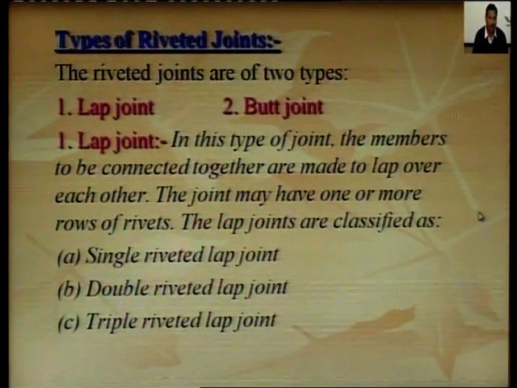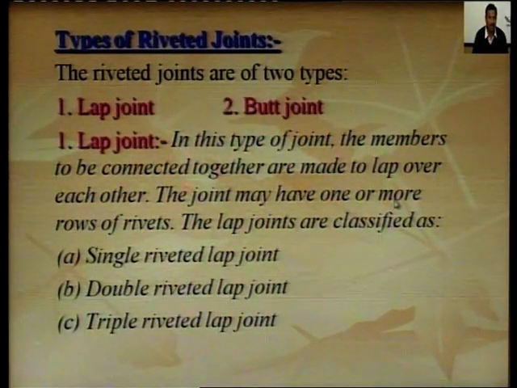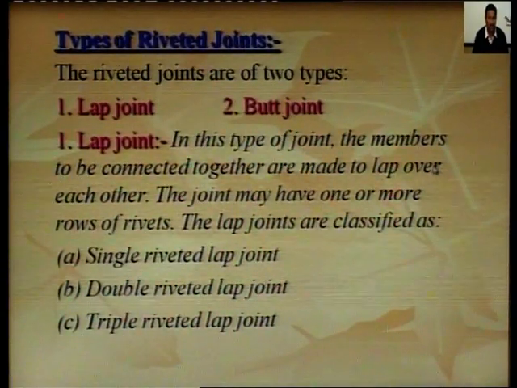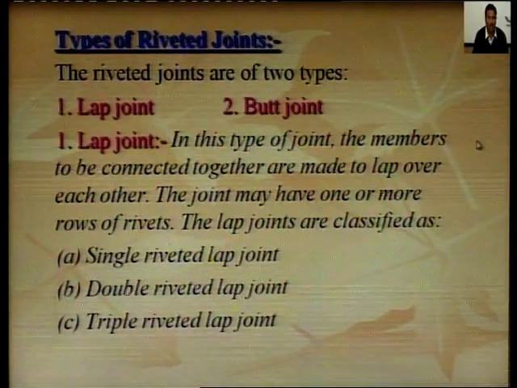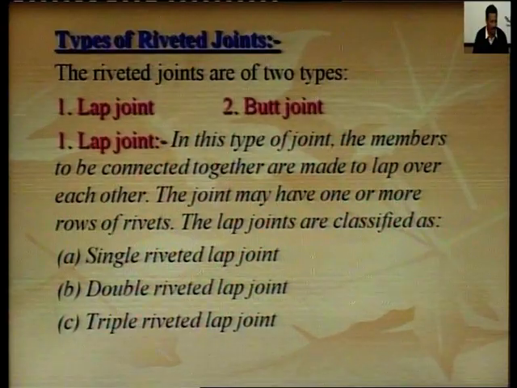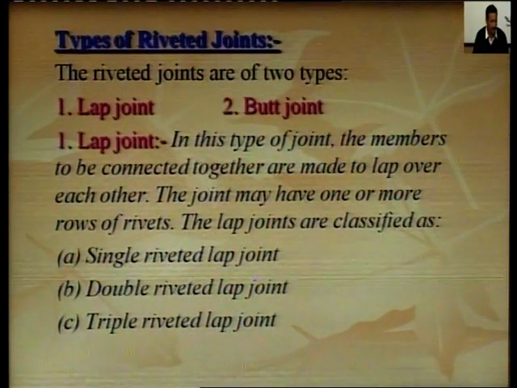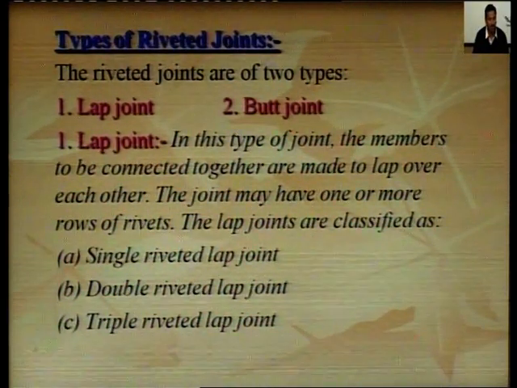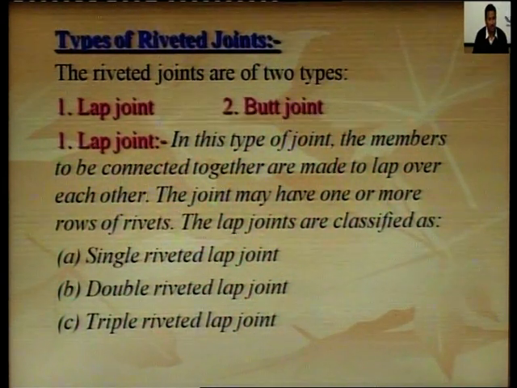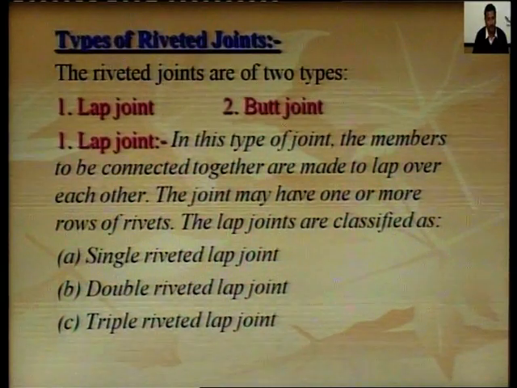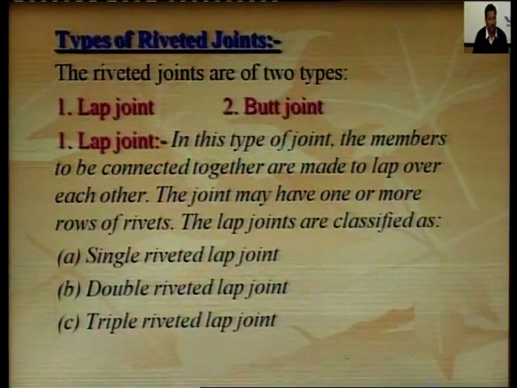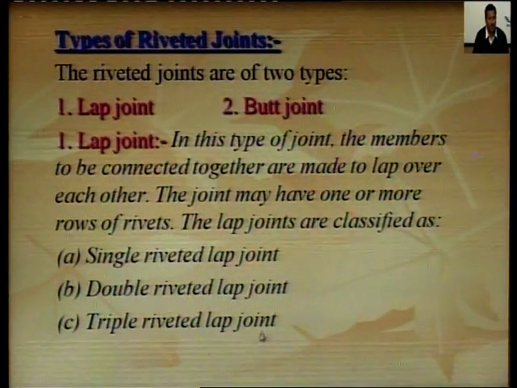In this type of joint, the members to be connected together are made to overlap each other. The joint may have one or more rows of rivets. So, when the members are overlapped and then riveted, it is called a lap joint. The lap joint is further classified as follows: single riveted lap joint, double riveted lap joint and triple riveted lap joint.